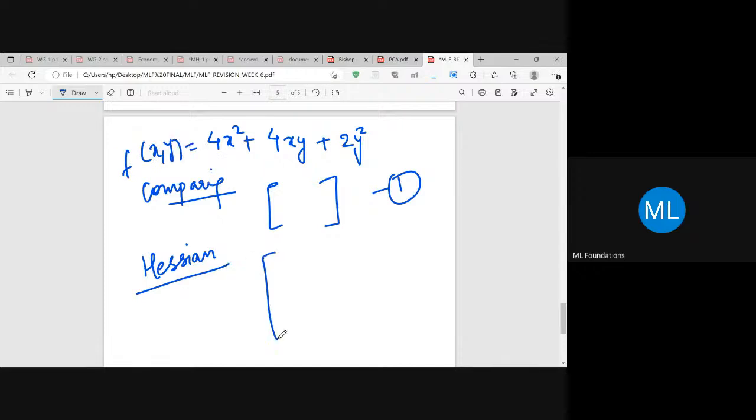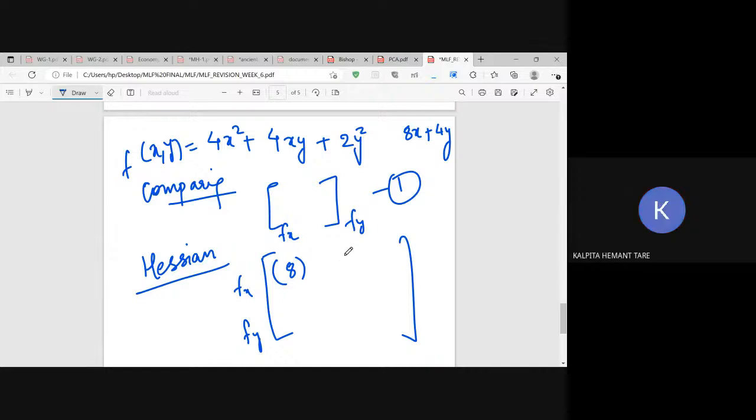So what you can do is the partial differentiation. You can write fx here, fy here, fx and fy. So you have to differentiate the function partially with respect to x twice. First with respect to x, and then again with respect to x. If you differentiate this, you will get 8x plus 4y, right? And then differentiating again with respect to x, you'll get 8 here, right? Am I correct? Yes.